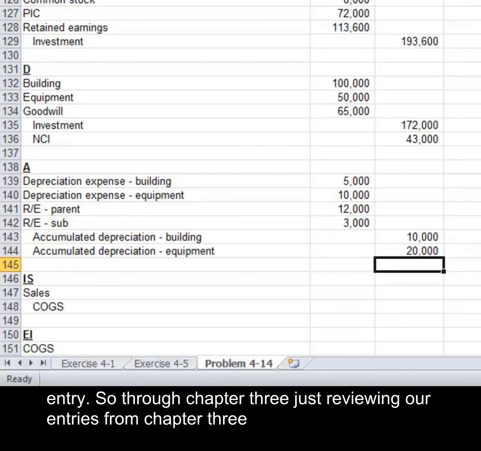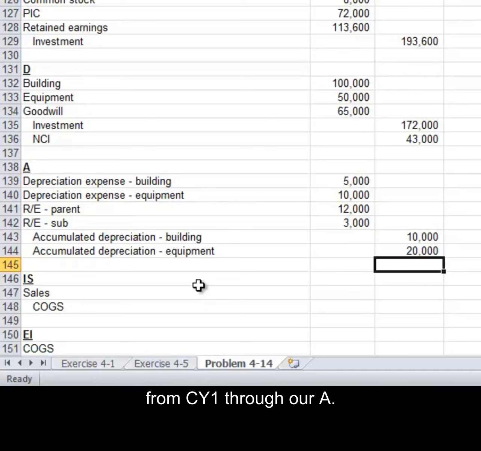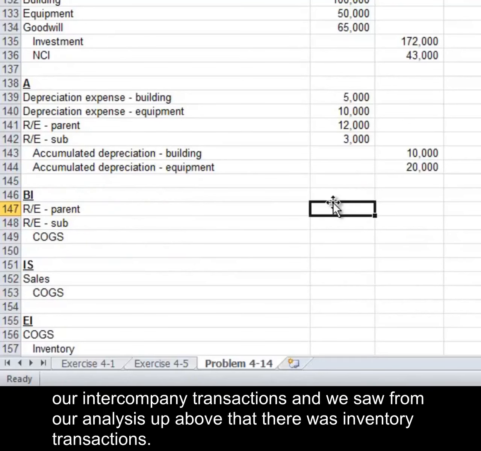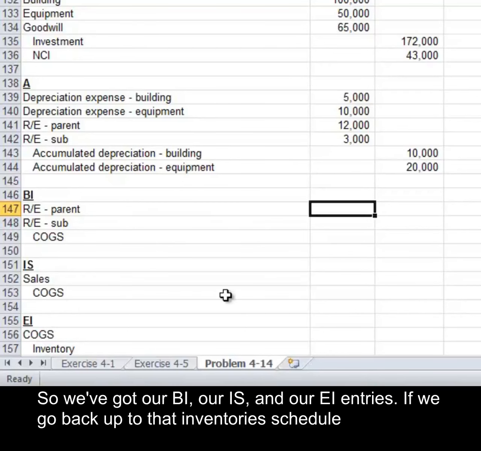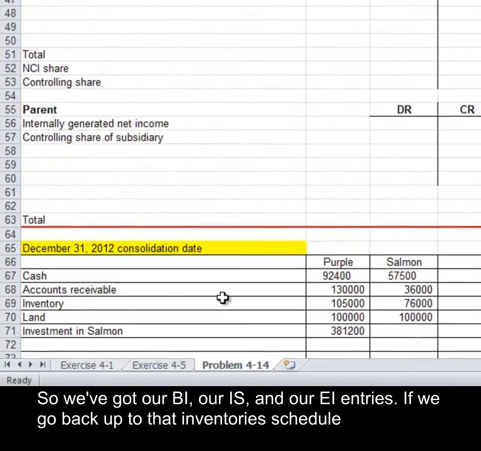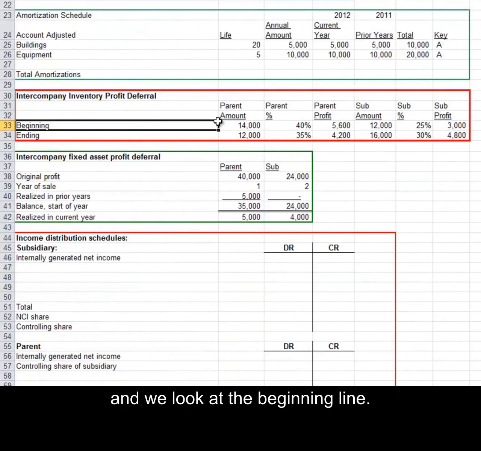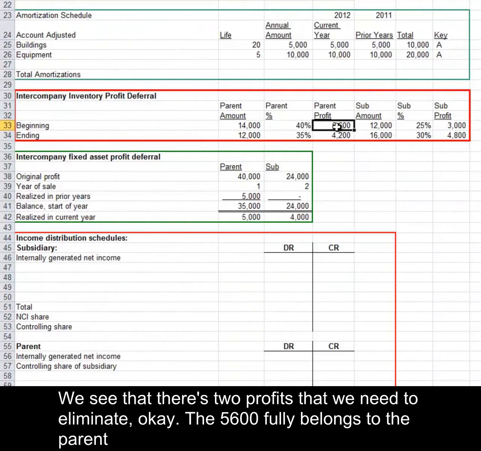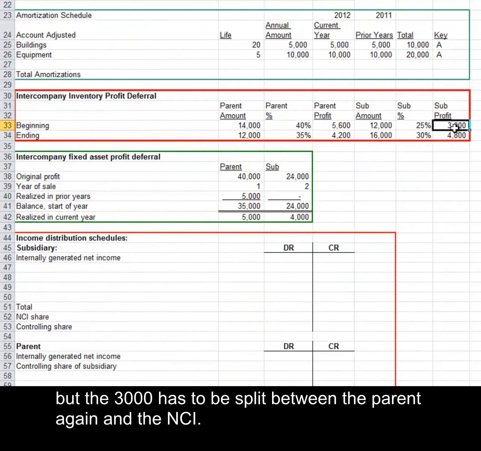It's through Chapter 3, just reviewing our entries from Chapter 3 from CY1 through our A. Now in Chapter 4 we started adding our intercompany transactions, and we saw from our analysis up above that there was inventory transactions. So we've got our BI, our IS, and our EI entries. If we go back up to that inventory schedule and we look at the beginning line, we see that there's 2 profits that we need to eliminate. Okay, the 5,600 fully belongs to the parent, but the 3,000 has to be split between the parent again and the NCI.